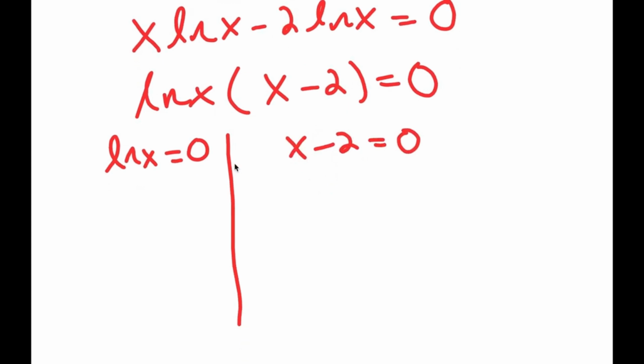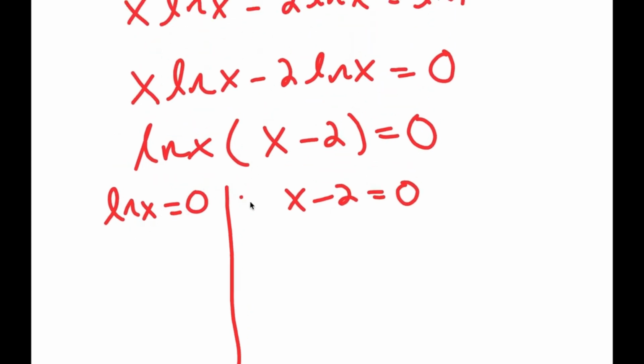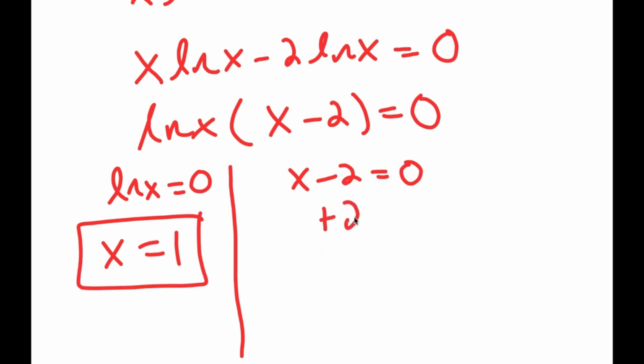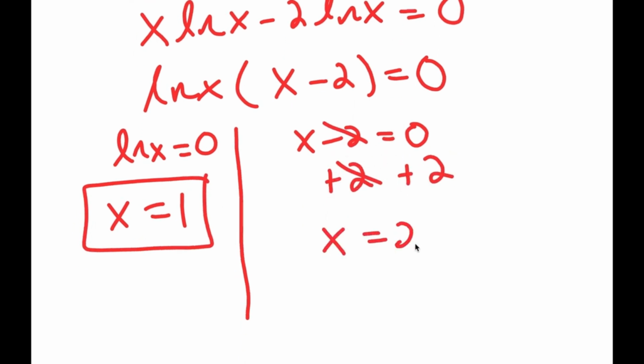So for ln x equals 0, we already know that ln of 1 is 0, right? So x equals 1. That's one solution of x. And for x minus 2 equals 0, that's simple. All we have to do is add 2 on both sides, and I get x is equal to 2. So x equals 1 and x equals 2 are my solutions.